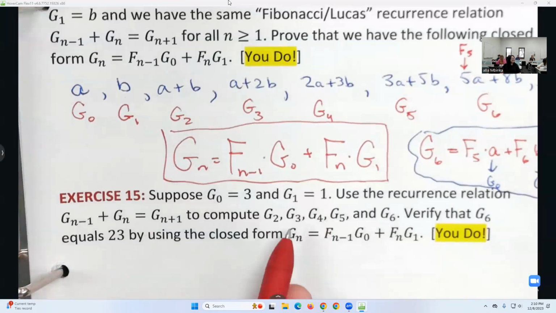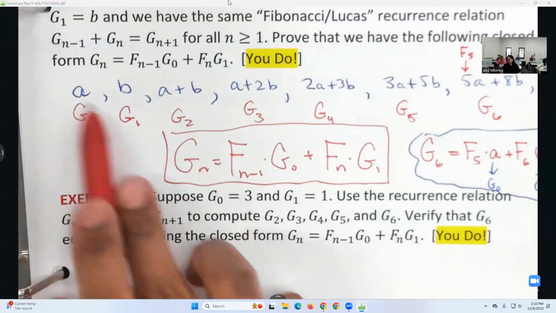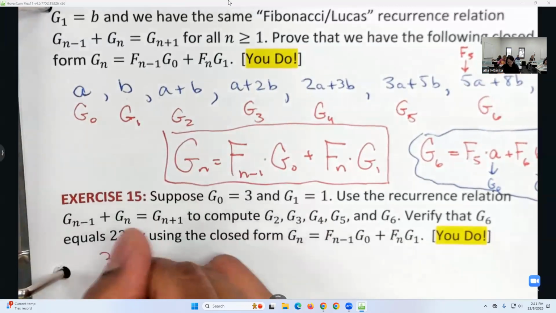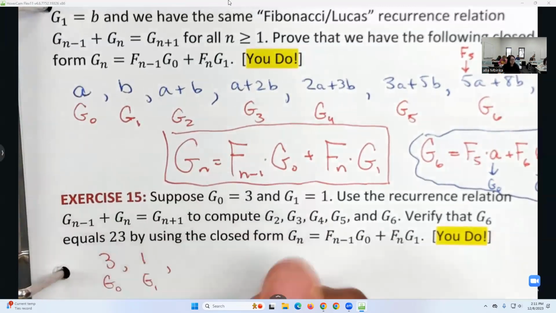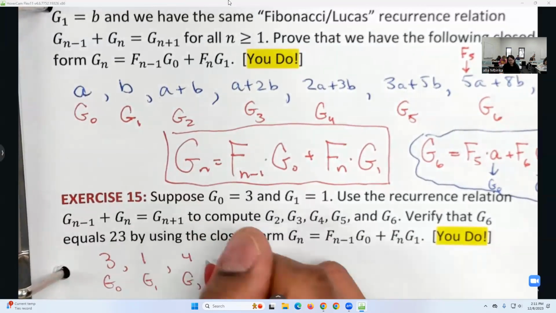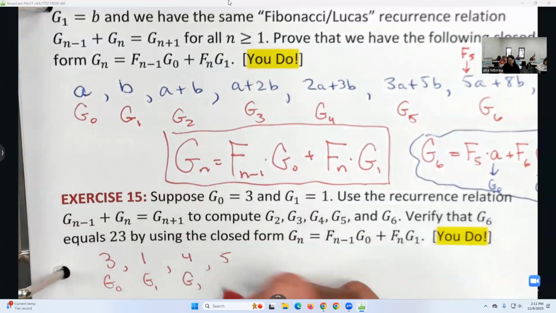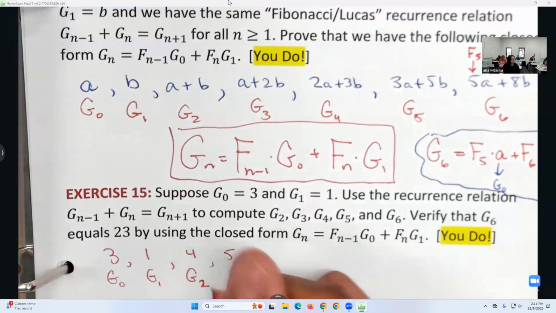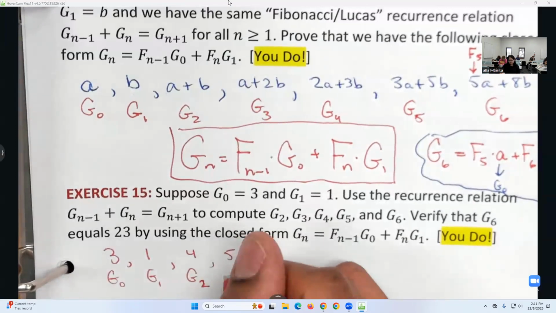Okay. Let us start with concrete numbers, not A and B. Let's start with 3 and 1. So we have a 3 and a 1 as my G naught and G1. What's the next number? 3 plus 1 is 4. That's G2. And 1 plus 4 is 5. Hey, this is like pi almost. Isn't that cool? And then 4 plus 5 is 9.